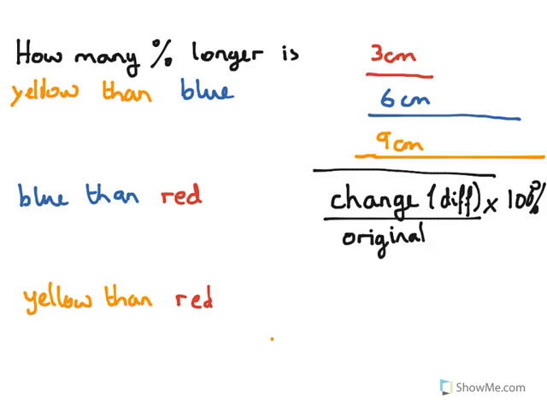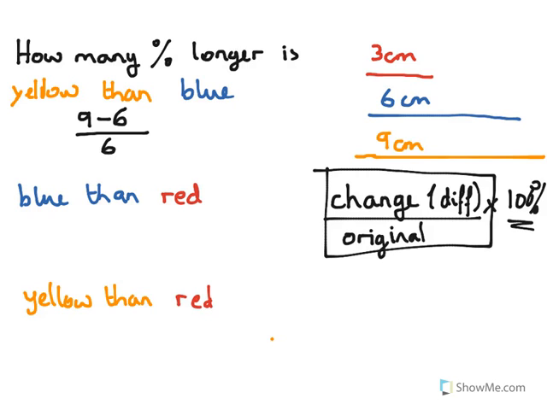So this part of the equation here gives you the fraction, which you can divide to give you a decimal, and then you multiply by 100% to change it into a percentage. So if we're looking at the yellow compared with the blue, the difference, or the change, would be 9 centimeters, which is what the yellow one is, minus the 6 centimeters of the blue, and then we're comparing the yellow compared with the blue, so we divide by the blue, which is 6.